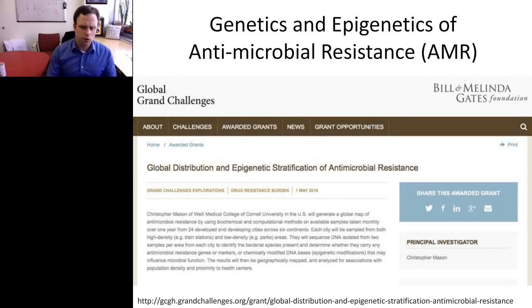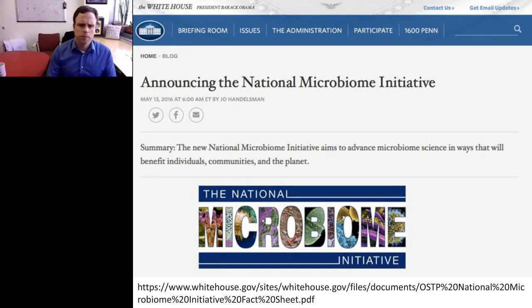This is part of an ongoing effort, not just in our group and the other collaborating labs, but a global effort, partially from the Bill and Melinda Gates Foundation as well as other groups, to map antimicrobial resistance markers and see how they move and their impact in different areas around the world. It's also part of the National Microbiome Initiative.